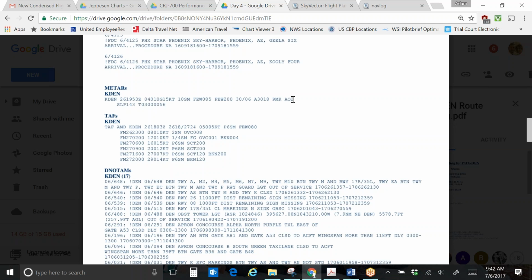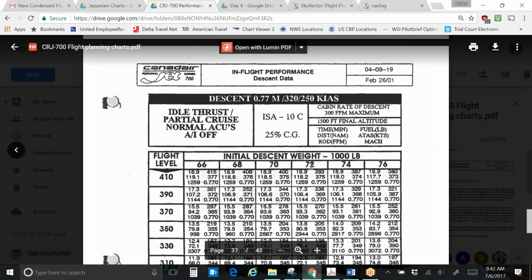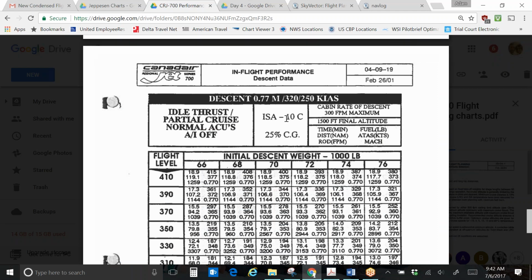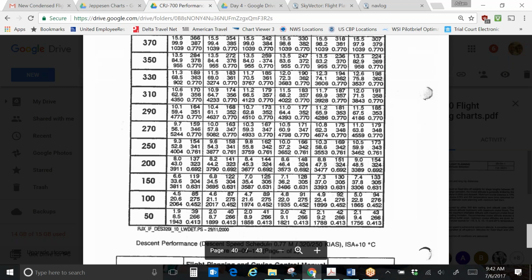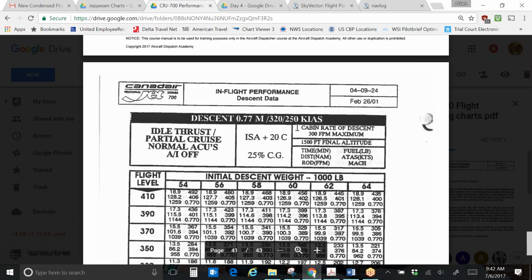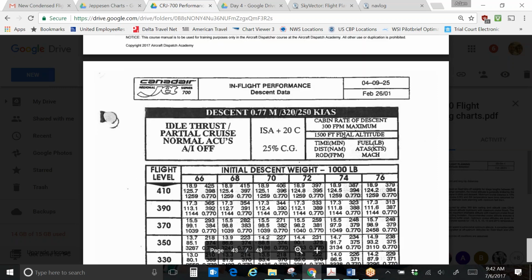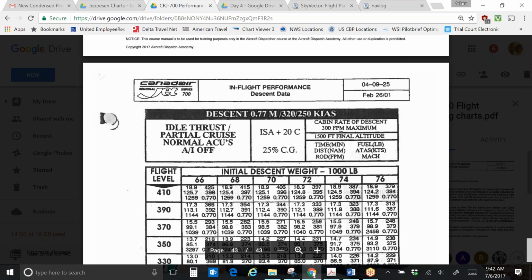But it's not. It's 30 degrees. So how much warmer are we than ISA? Well, we are 26 degrees warmer. So it is ISA plus 26 in Denver, meaning that we are going to use the highest descent ISA chart as well. So here we are: ISA minus 10, ISA plus 10, plus 20. Plus 20, okay, good. Here we are.